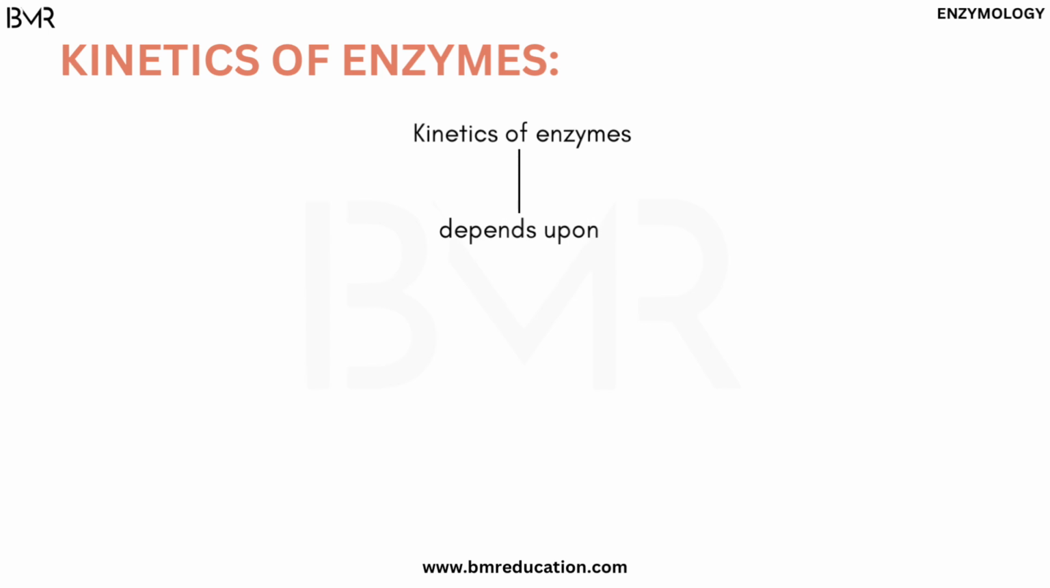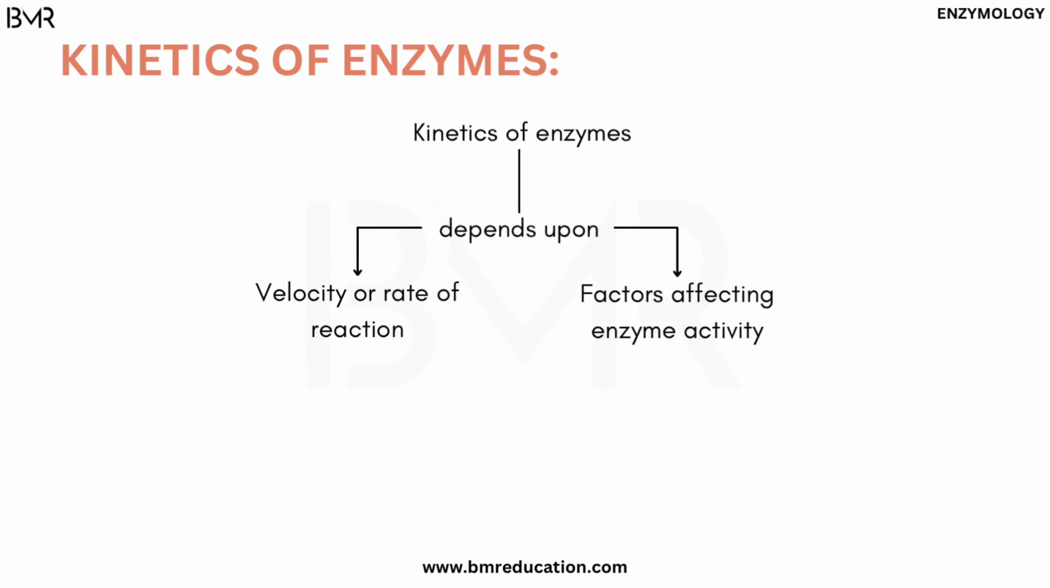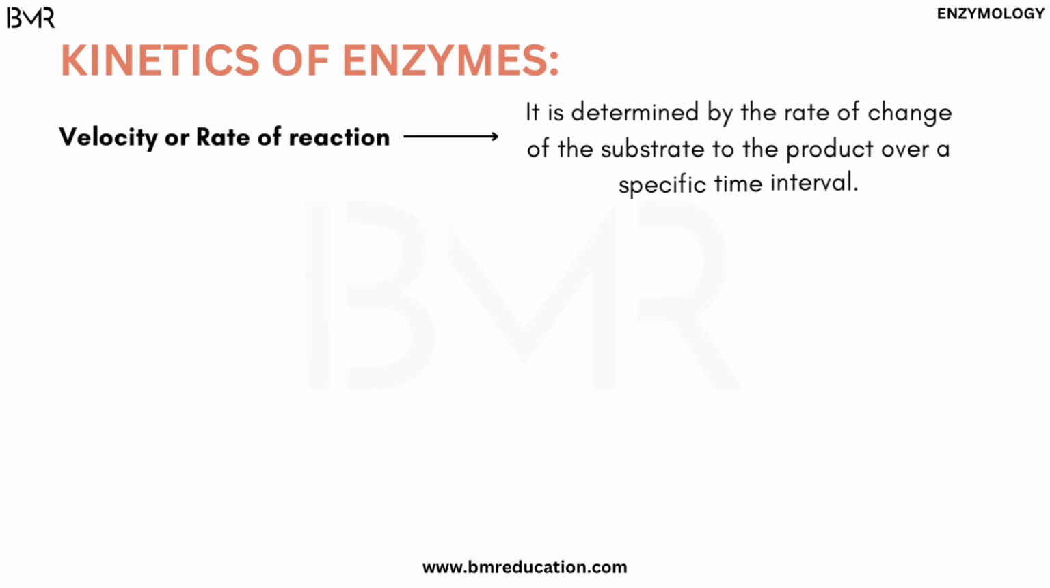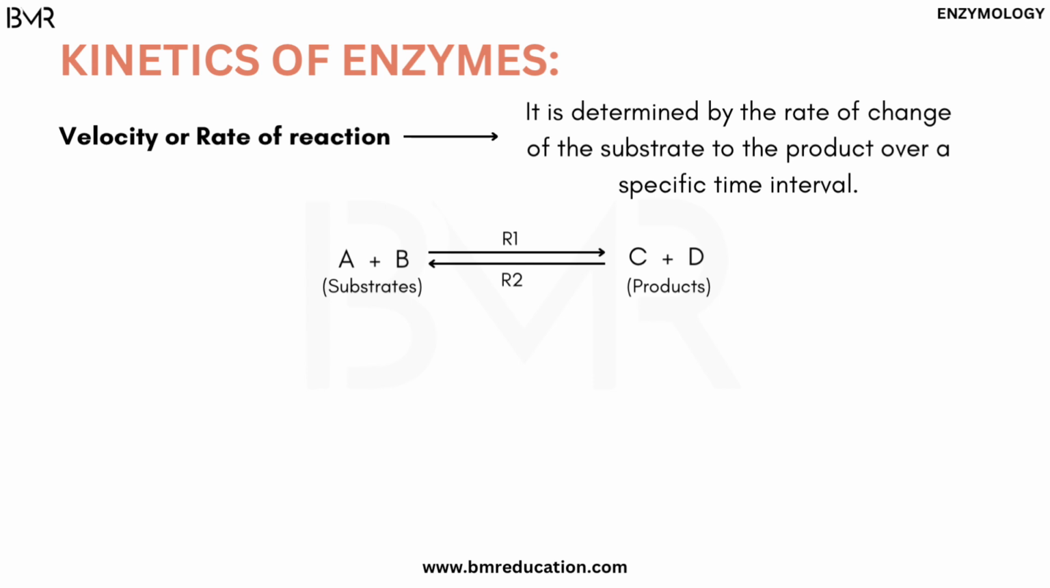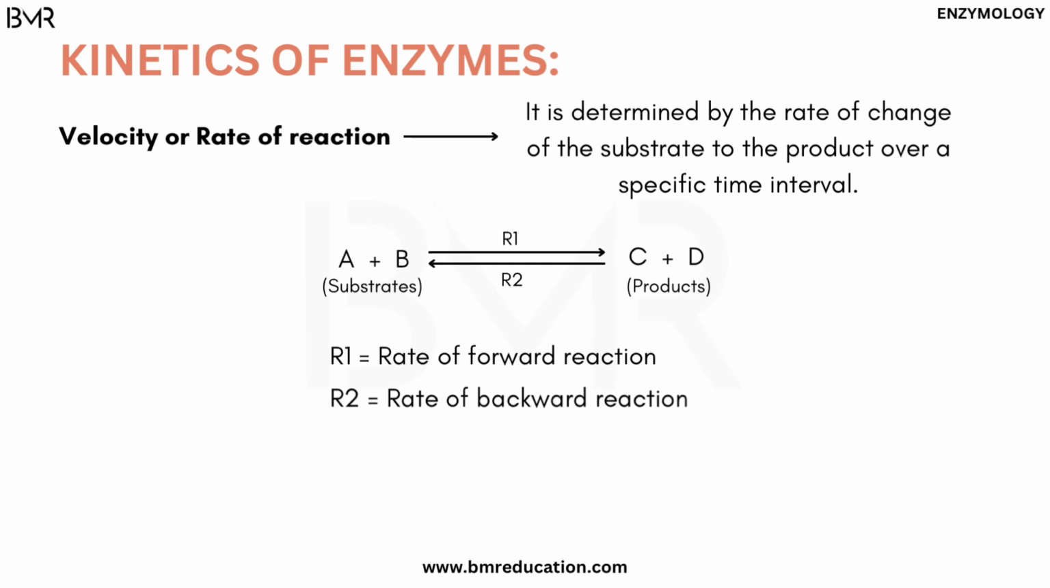Kinetics of enzymes depends upon two factors: velocity or rate of reaction, and factors affecting enzyme activity. Velocity or rate of reaction is determined by the rate of change of the substrate to the product over a specific time interval. Here a reversible reaction is given below. R1 describes the rate of forward reaction. R2 describes the rate of backward reaction.